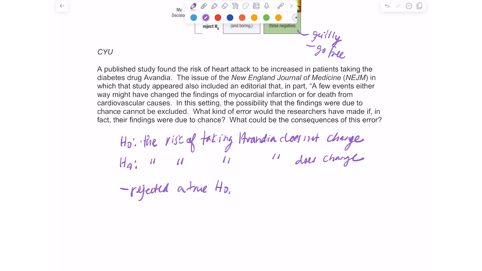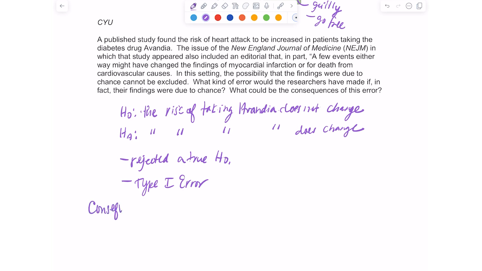So they made a type 1 error. What are some consequences? Well, one consequence I can think of is that if the drug Avandia really carried no risk, then the patients might be deprived of the benefits for no good reason. So if Avandia posed no risk, patients would be deprived of the benefits.